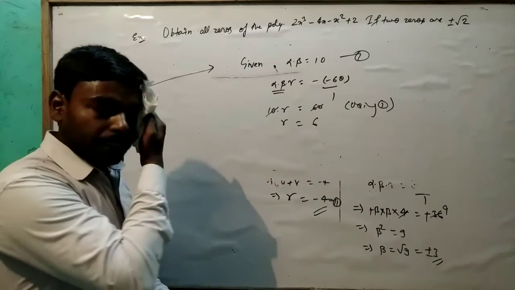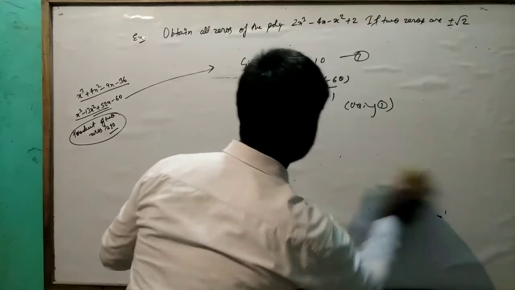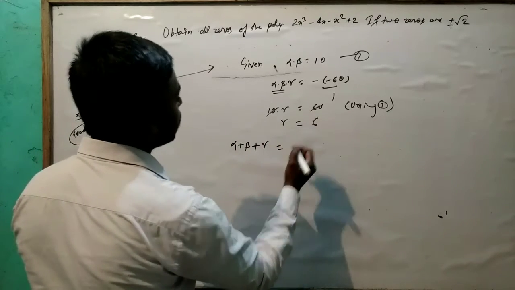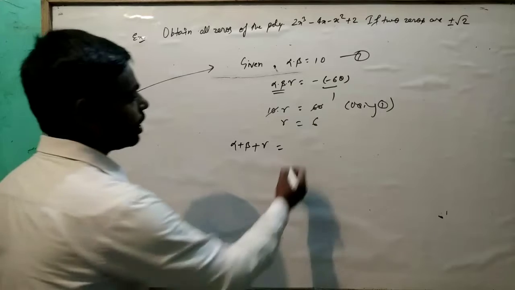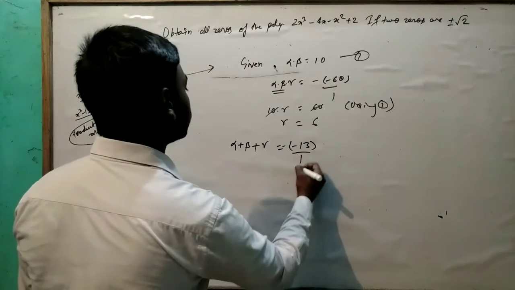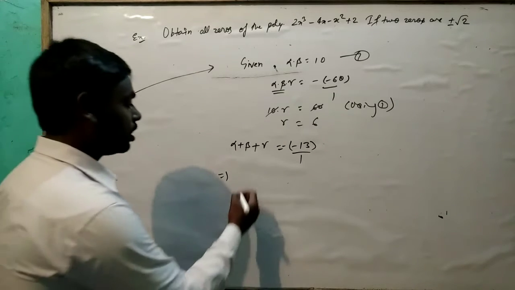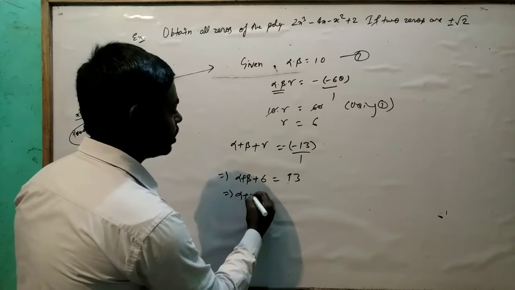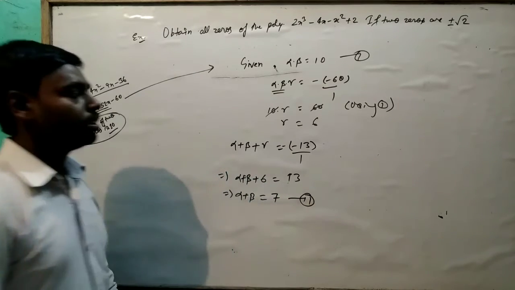Now we use the sum of zeros. The sum of zeros, alpha plus beta plus gamma, is equal to minus b by a, that is minus minus 13 by 1, so 13. We know that the value of gamma is 6. Then alpha plus beta plus 6 is equal to 13, and alpha plus beta is equal to 13 minus 6, that is 7. Equation number 2.